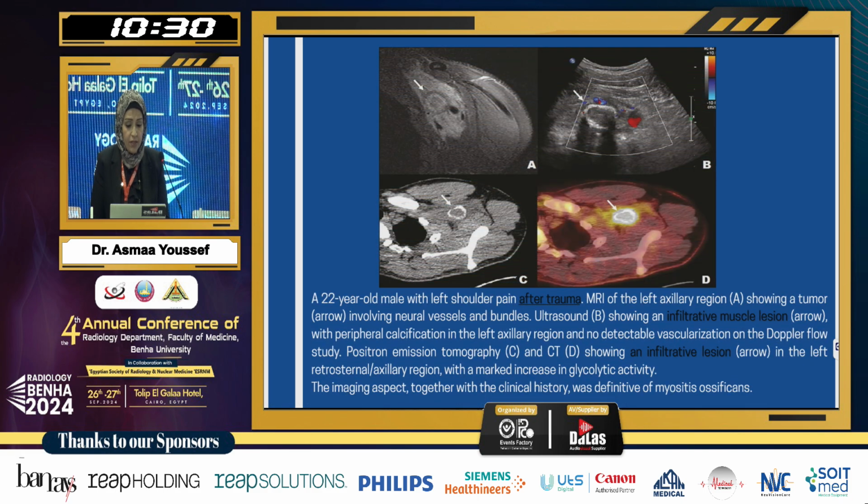This is a case of another young male with left shoulder pain after trauma. On MRI, there is a left tumor-like lesion in the left axillary region involving neurovascular bundles. On ultrasound, there is peripheral calcification and no color flow on Doppler mapping, and on CT and PET scan, there is increased glycolytic activity, and there is also diffuse circumferential peripheral calcification, which is pathognomonic for this lesion, which is myositis ossificans.